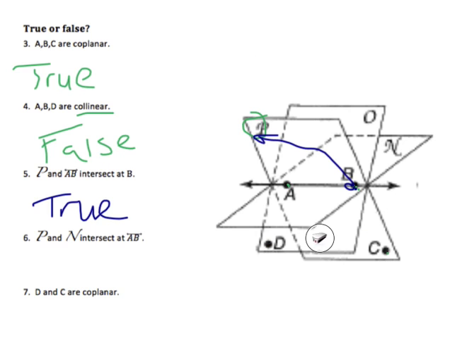Next, let's take a look at this next one, plane P and plane N. Notice that they're both uppercase capital script letters. Okay, so plane P is right here, and plane N is right here.